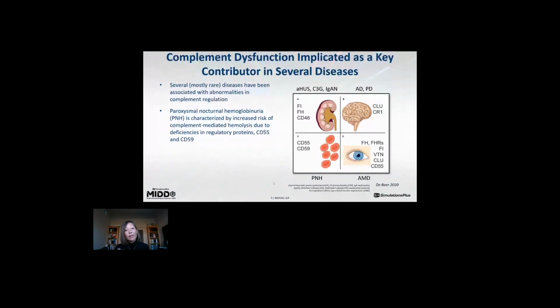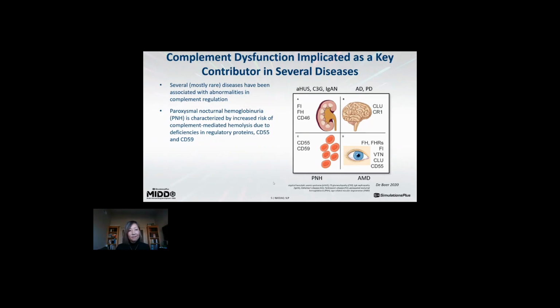So in the bottom left, we're looking at red blood cells. The disease is paroxysmal nocturnal hemoglobinuria, or PNH. And it's characterized by an increased risk of complement-mediated lysis of red blood cells. And that is associated with deficiency in some of the regulatory proteins that operate in the complement cascade. And so this is one example of a place where complement deficiencies are directly trackable to diseases.